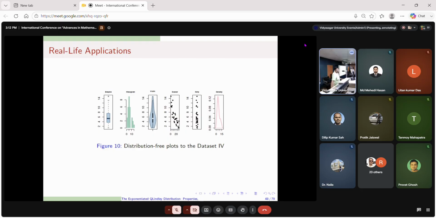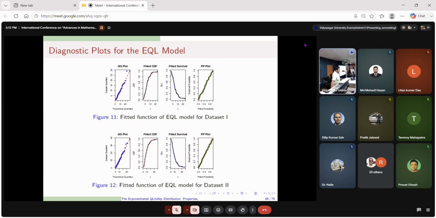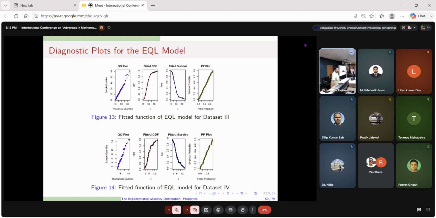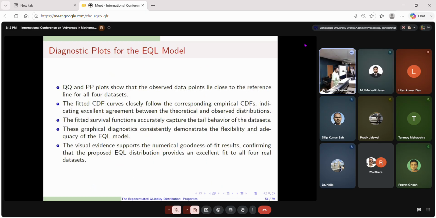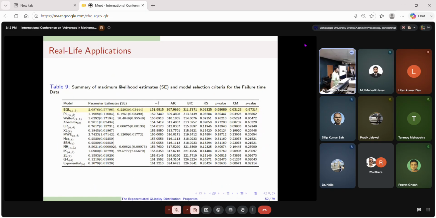Some diagnostic plots are there. So PP plot, fitted CDF, everything will be there. Now these are the estimated tables. Generally, if the AIC and BIC are smaller than the other comparative models, then your model is said to be the best fitted.